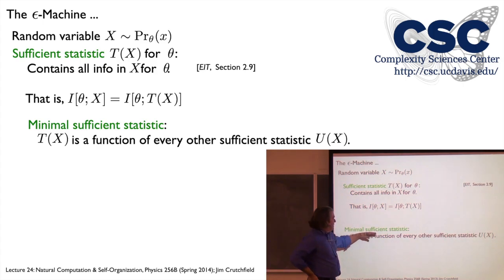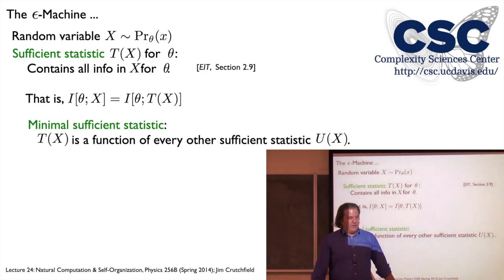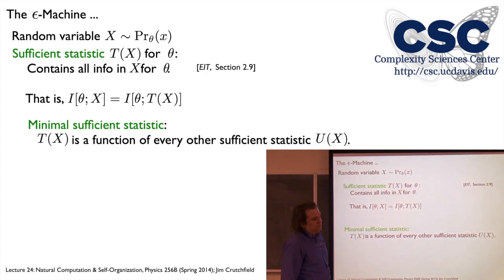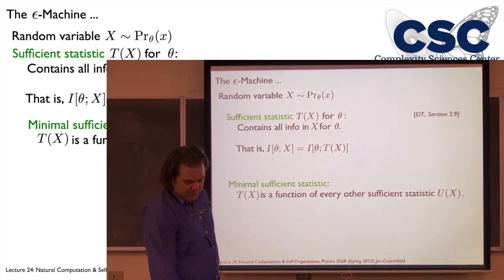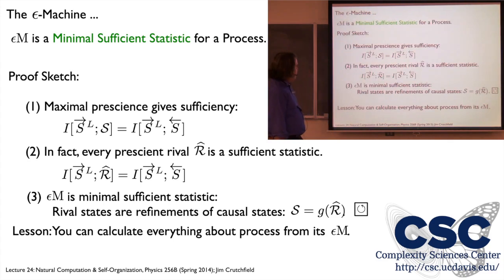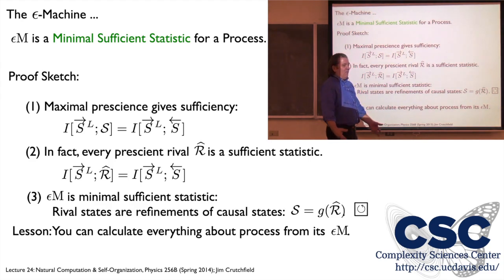And then the notion of a minimal sufficient statistic, not so much talking about size, like we were just talking about, but the idea is that this sufficient statistic is minimal if it is a function of every other statistic you could calculate. So the punchline here is that the Epsilon machine is a minimal sufficient statistic for a process. In other words, we can calculate anything we want.